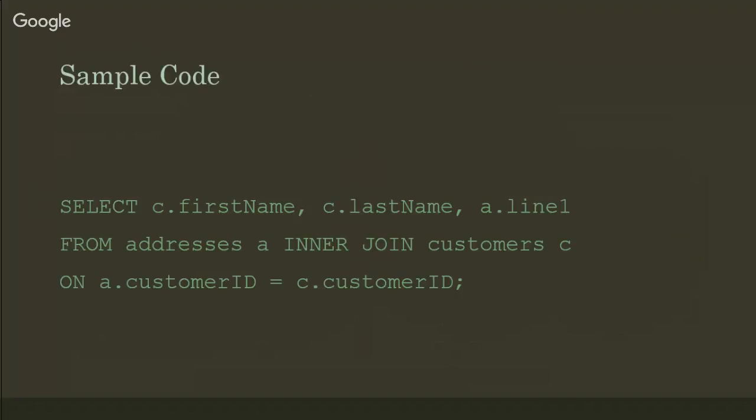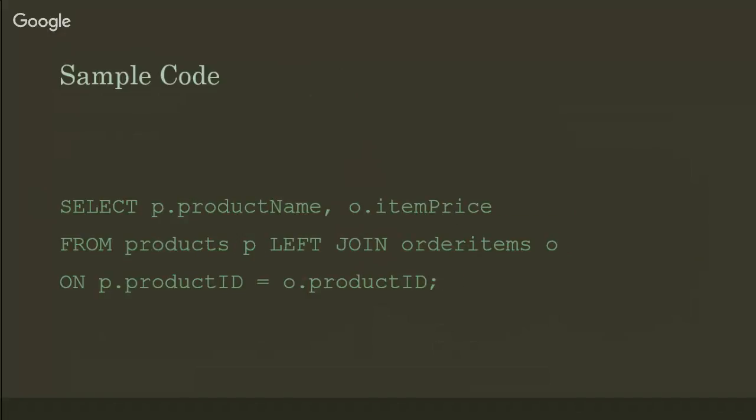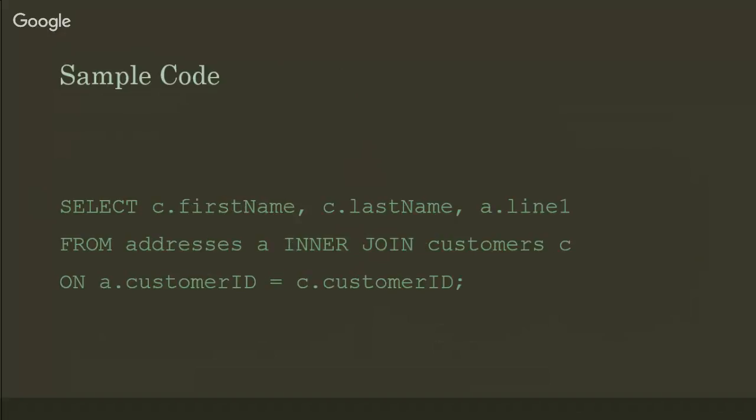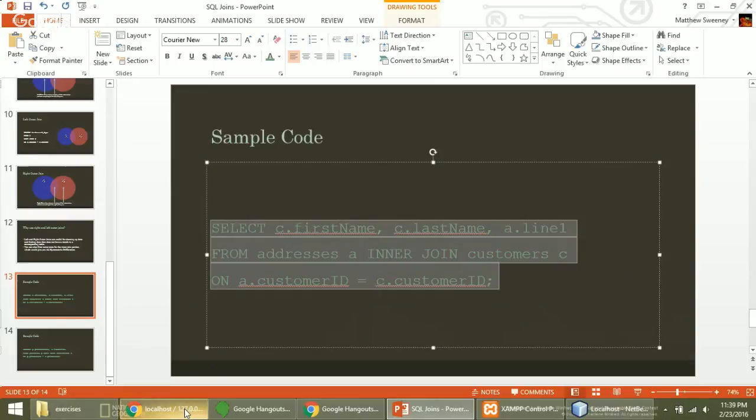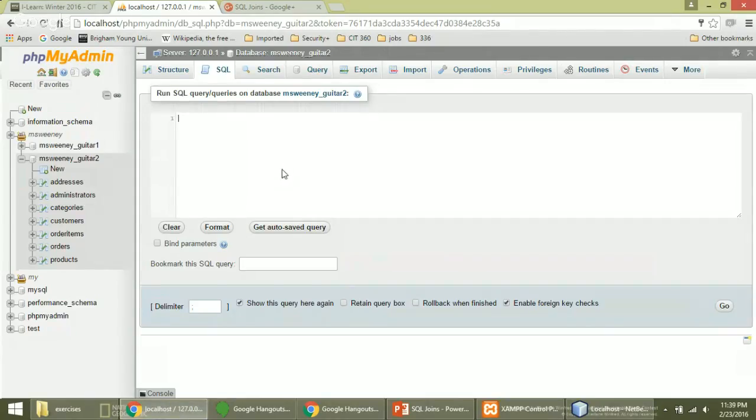Here is some of the sample code from the guitar 2 database, the database that we're using for our text. This one shows an inner join, returning the first, last, and address lines. And this one shows the product name and the item price with a left join. I'm going to show you what kind of results would come from those, so I'm going to leave the presentation and go into my phpMyAdmin.